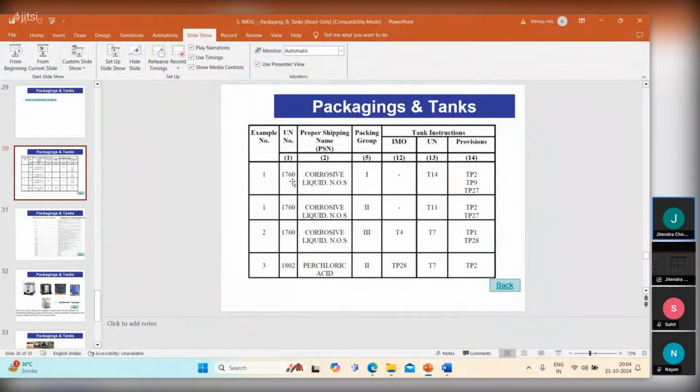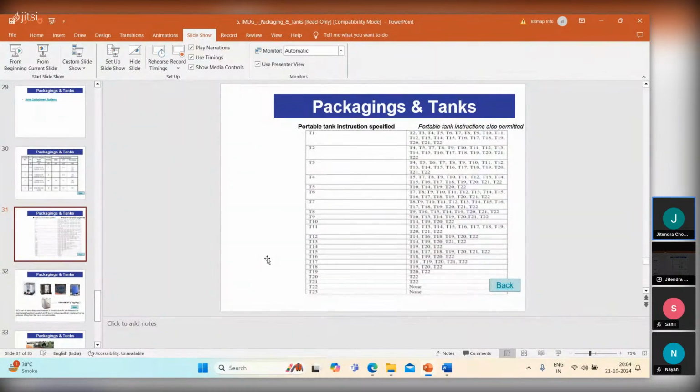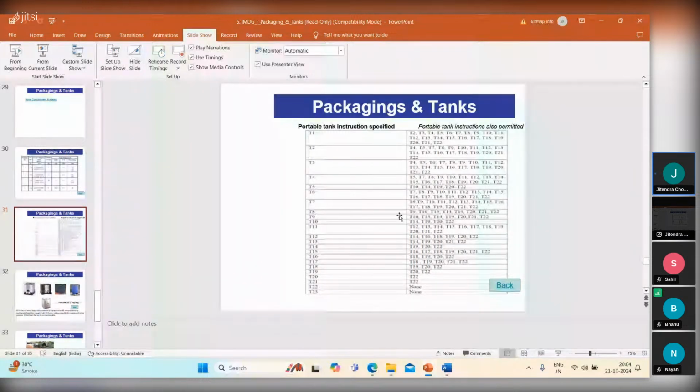If you see noxious corrosive liquid, not otherwise specified, or if you see perchloric acid. For perchloric acid, as per UN the tank is T7, and as per the other provisions, tank provision, it is 2. If you see T7, portable tank instruction also permits T8, T9, T10. So after T7, whatever are there, all types of tanks you can load it into.